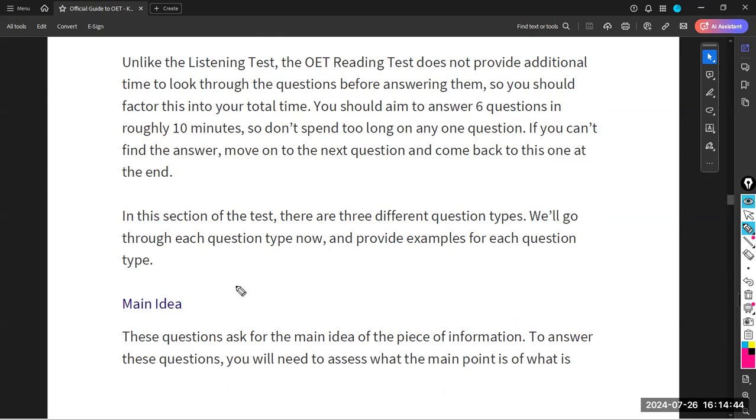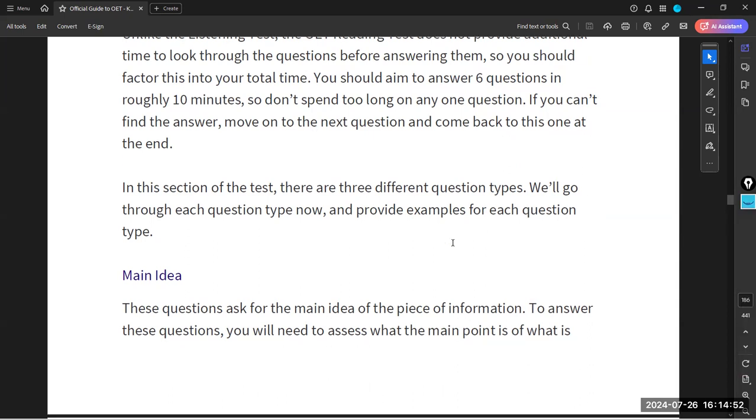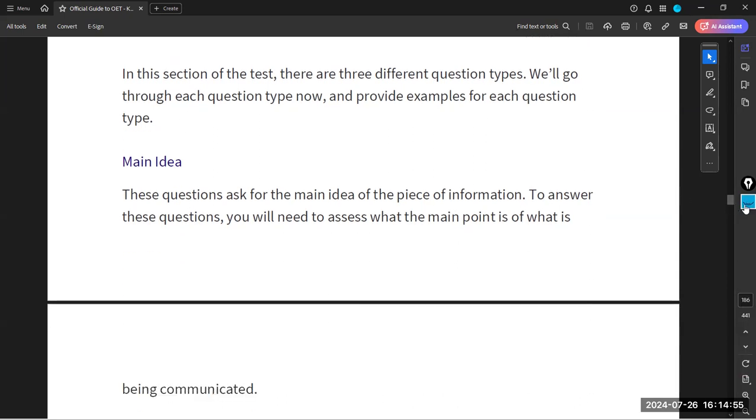Okay, now what are the types of questions that I will encounter in part B? Let's discuss them, and we have to practice them. By the end of this session, we will practice a whole practice set about part B. Now, we have a question about main ideas. These questions ask for the main idea of the piece of information.